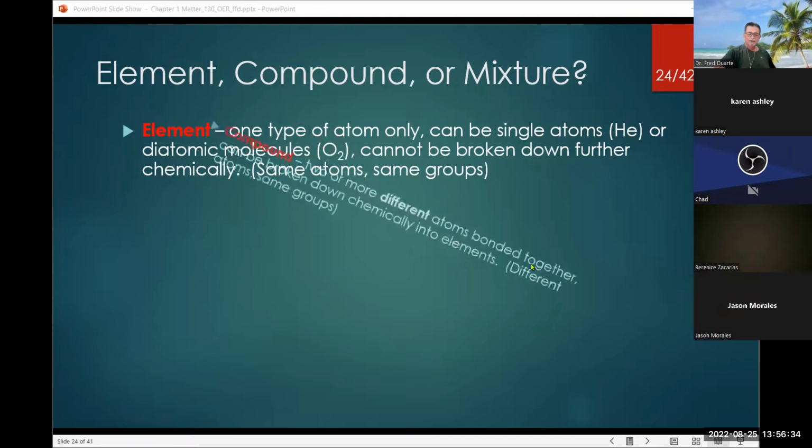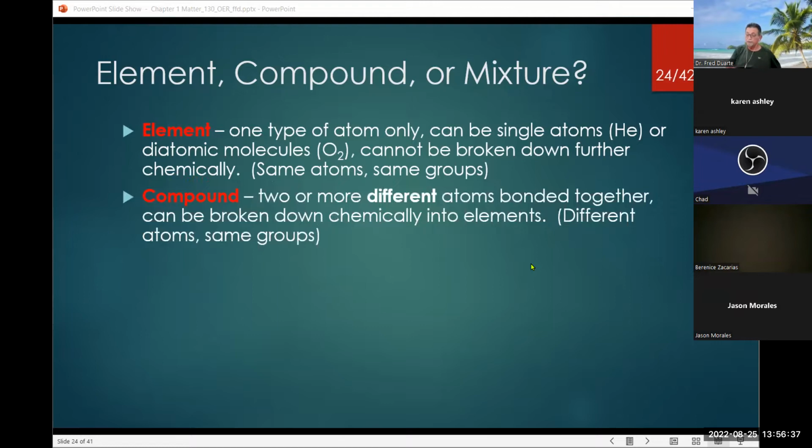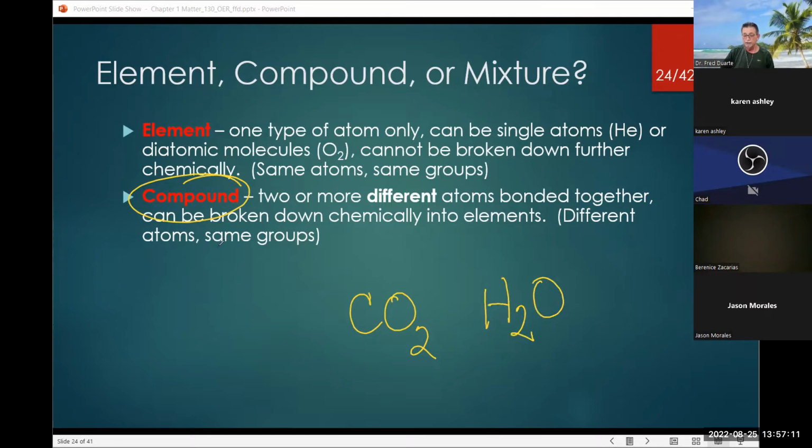So that's the element. Now, a compound is simply a combination of two or more different elements. So when we had carbon dioxide, for example, CO2, I have 2 elements. I have carbon and oxygen, 2 different elements. This is a compound. H2O is a compound, made up of 2 or more different elements. Whereas O2 is an element because they're still the same element. They're just 2 of them. This happens to be a diatomic element.